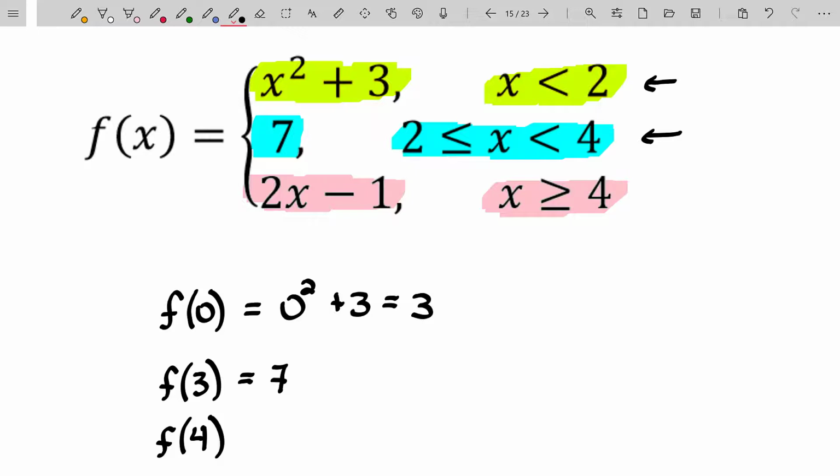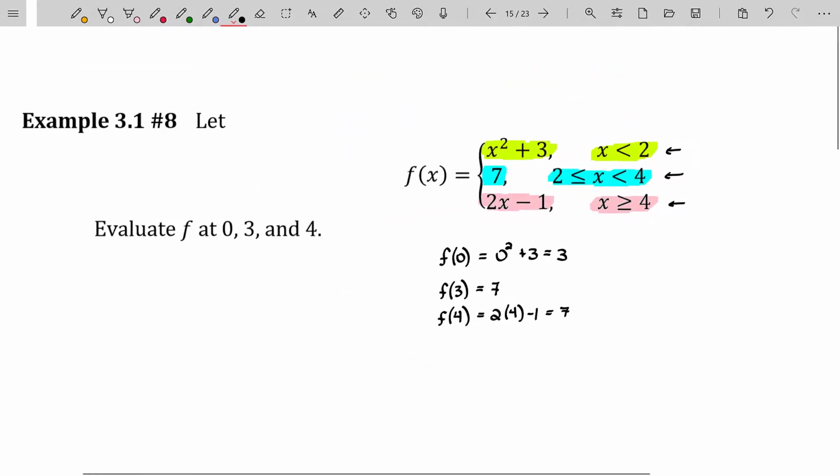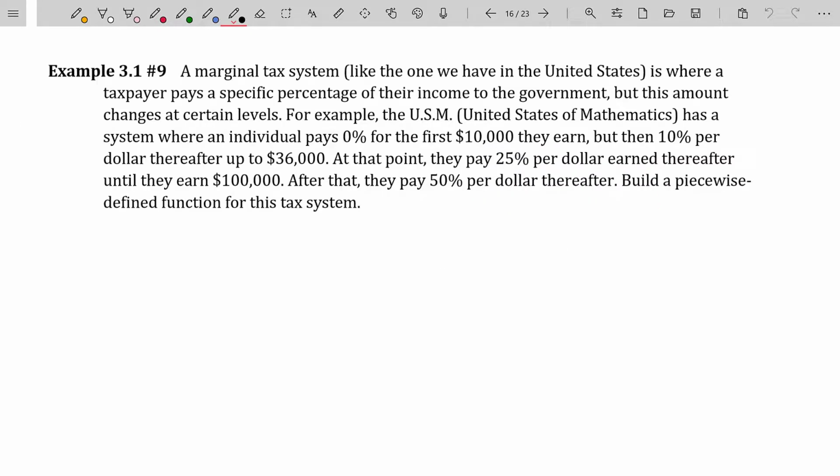It's a constant. If you were to plug in 4, 4 belongs in this group right here because 4 is greater than or equal to 4. In this case, we'd get 2 times 4 minus 1, or 7. And that's how you would evaluate a piecewise defined function. They're actually not too terrible. Where do you see piecewise defined functions? All over the place in the real world. They are very, very common.